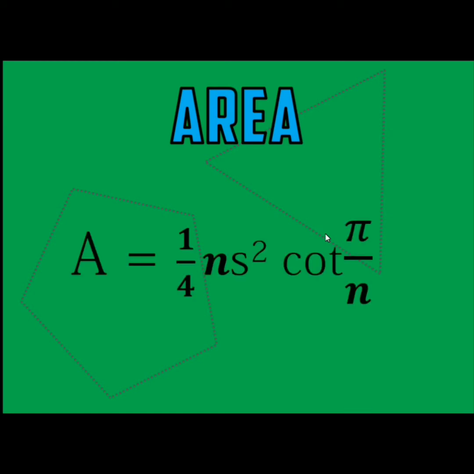For the last parameter, we have the area. The area of a polygon measures the size of the region enclosed by the polygon. We can solve it by using this formula. Area is equal to 1/4 n s squared cotangent pi over n, where n, of course, is the number of sides of a polygon, s is the length of one side, and 3.1416 for the value of pi. Let us now use the given formulas in our examples.